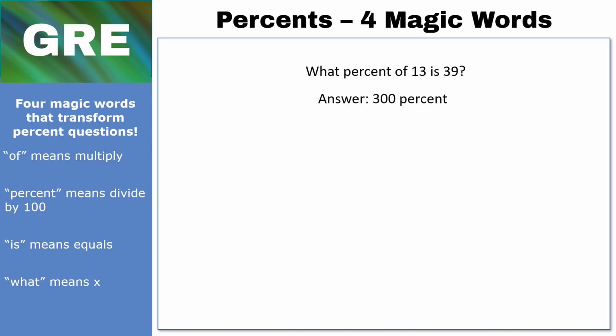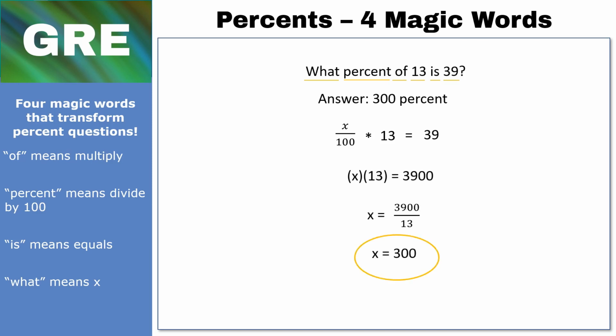Okay, the answer should be 300%. Let's just translate all the English into math. What percent means X over 100? Of means times. 13 means 13. Is means equals, and 39 means 39. At this point, all we do is do the algebra and solve for X, which is 300. Our answer, 300%. Nice job.